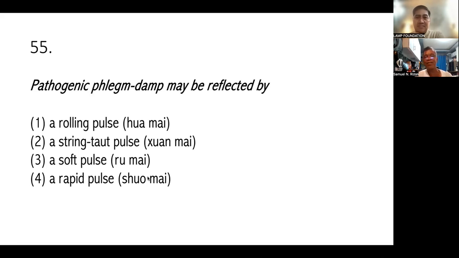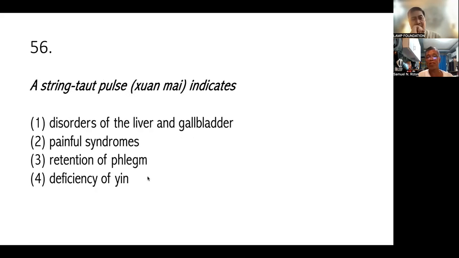So soft pulse. If we have phlegm and dampness, it will result in heat. I think the answer is rolling, wiry, and soft. So rapid is not involved because wala pa pong heat dito. Okay. 56. Ito na yung wiry. A wiry pulse indicates disorder of, we know for a fact, the liver and gallbladder. And we have painful syndromes and then retention of phlegm.